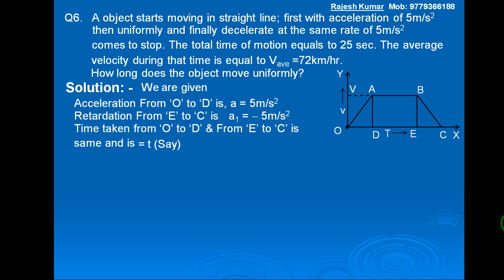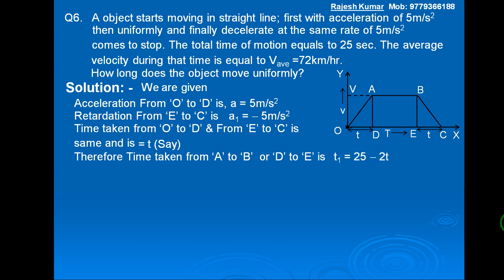It is supposed that time taken from point O to point D and from point E to point C is equal to small t. See in the diagram, from point O to point D time taken is small t, and also from point E to point C time taken is small t. Therefore, time taken from point A to point B, or point D to point E, is T1 equal to 25 minus 2t.